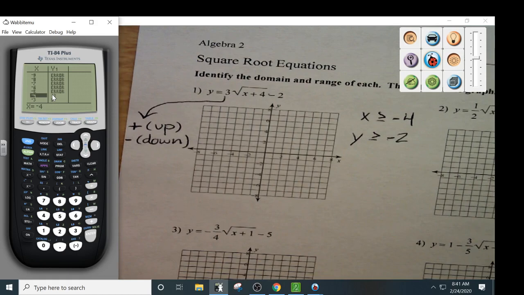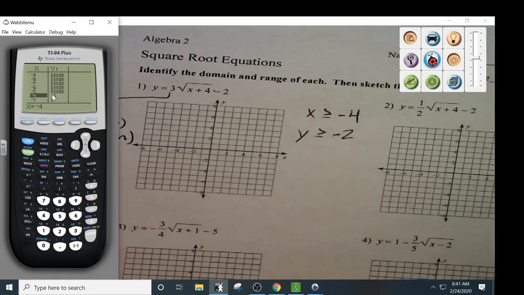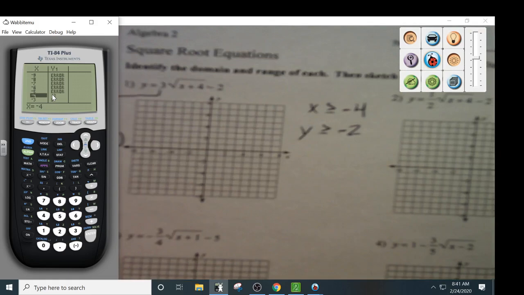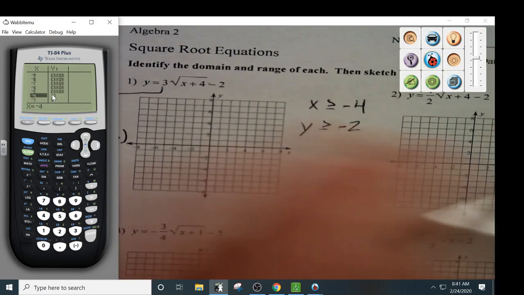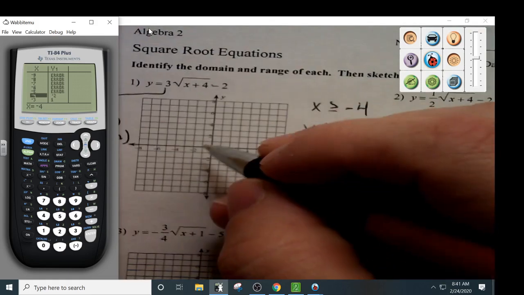All right, now. So what you would do, guys, you'd go to your graph, and you would start. I call it my origination point: -4, -2.